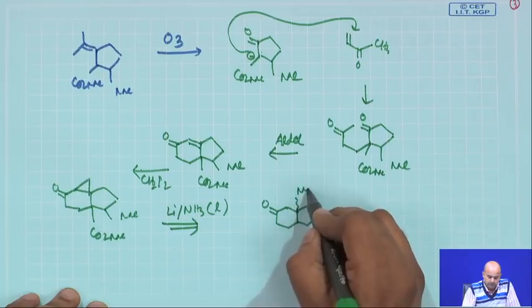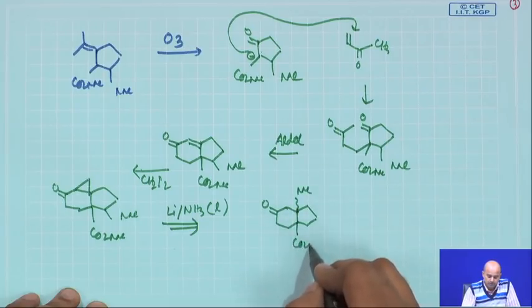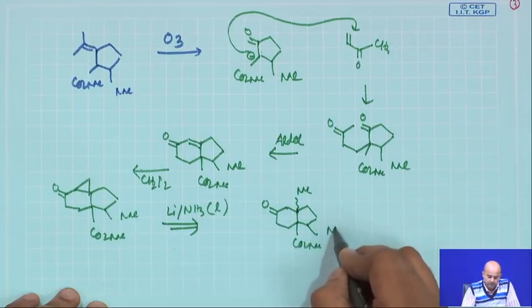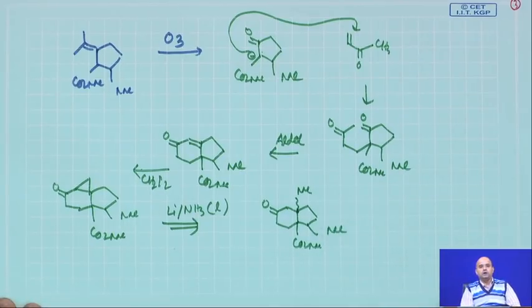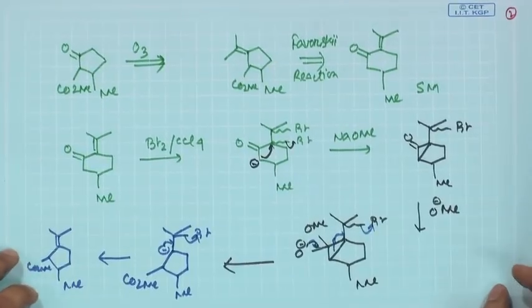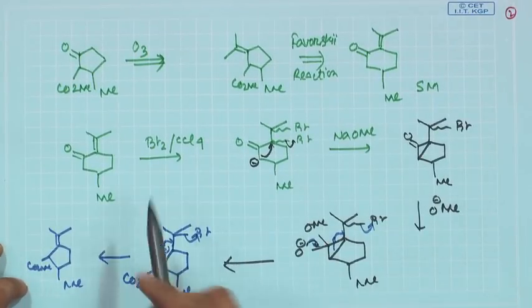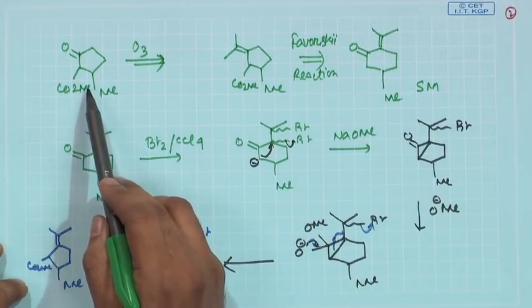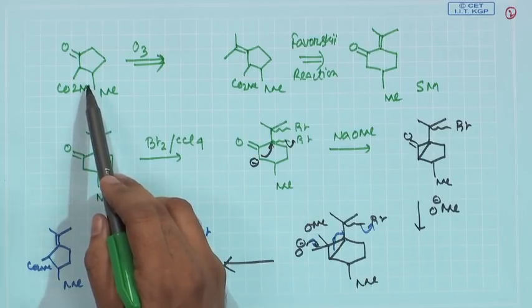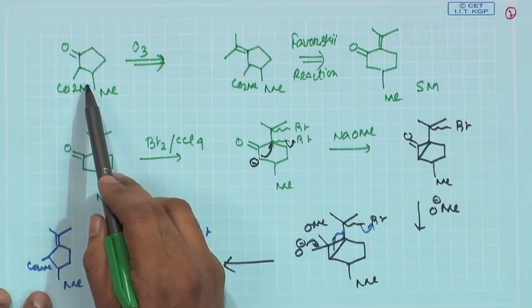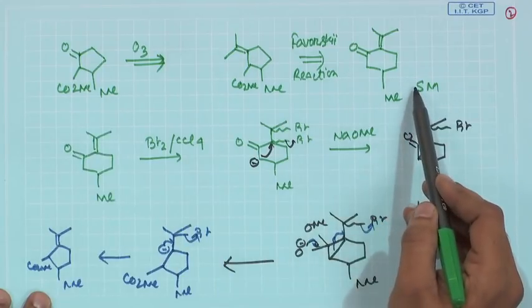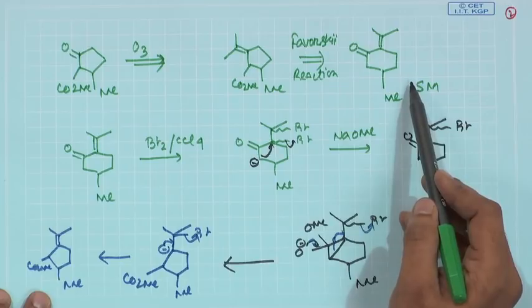The methyl comes here, the CO2Me is there, and this methyl is here. So, eventually if you are not quite familiar with this Favorsky reaction mechanism, it will be a bit difficult to visualize the main thing. That is why I said, if you come to this intermediate by conventional retrosynthesis, now you have to link how this intermediate can be correlated with this starting material through a Favorsky reaction.